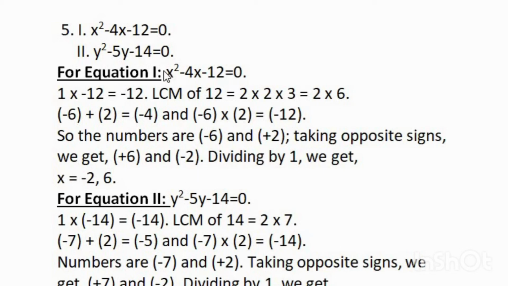Dividing by 1. 1 means the x square term. Here the x square term is 1. So dividing by 1, the numbers remain the same, and the values of x are minus 2 and 6. Okay.